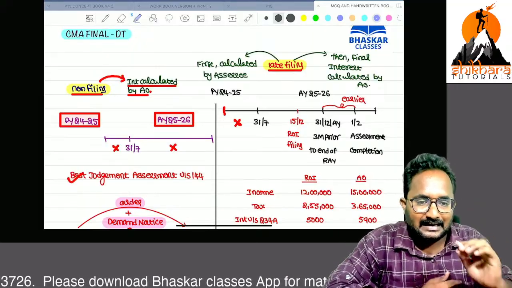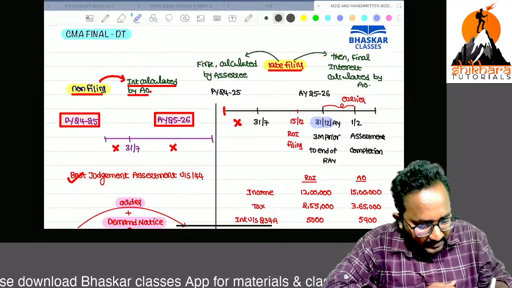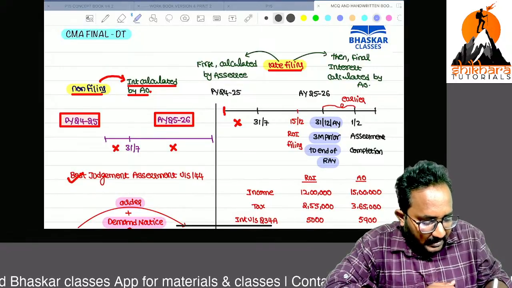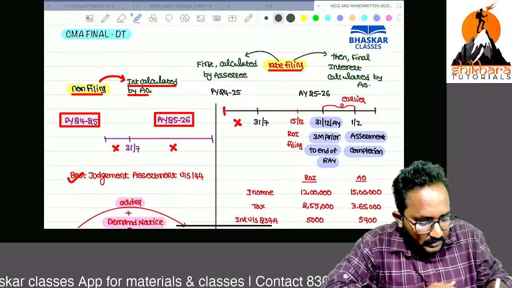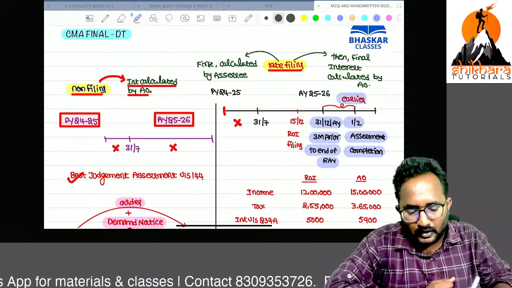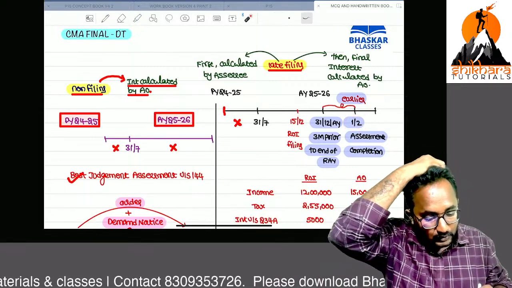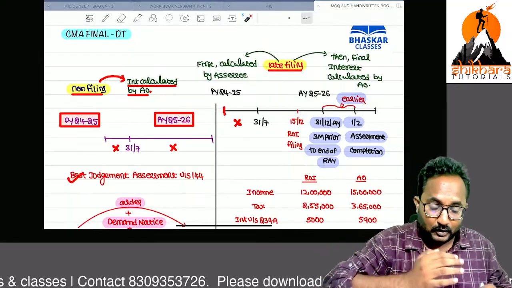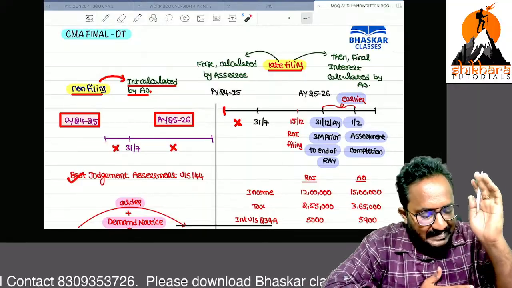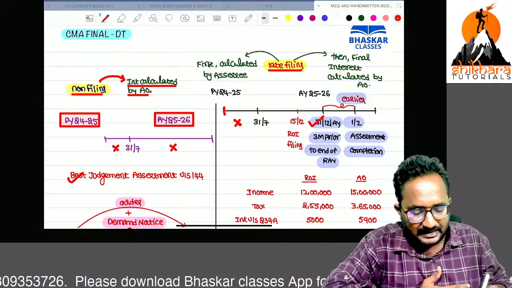I think you know a belated return can be filed 3 months prior to the end of the relevant assessment year or assessment completion, whichever is earlier. So the assessment completion date I have given only in this point. Don't think about the assessment completion dates or how we know about that date. Remember, whichever is earlier, this date is the earlier date. That's why you can file on or before that date.